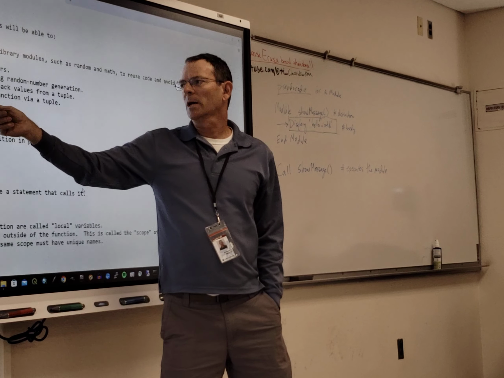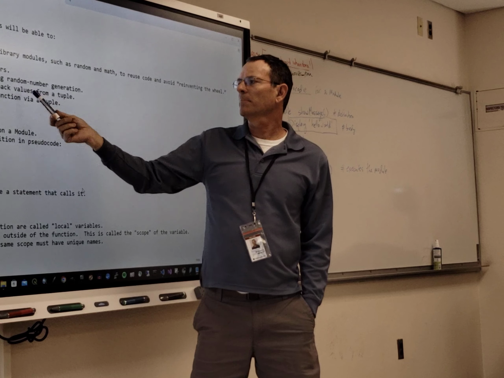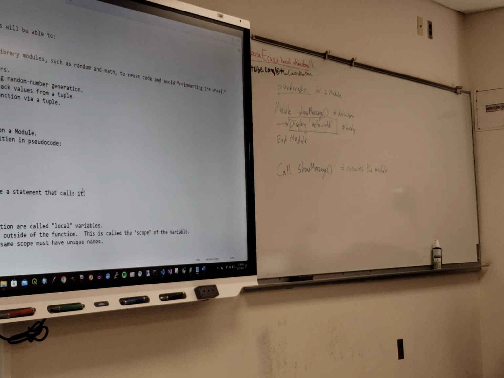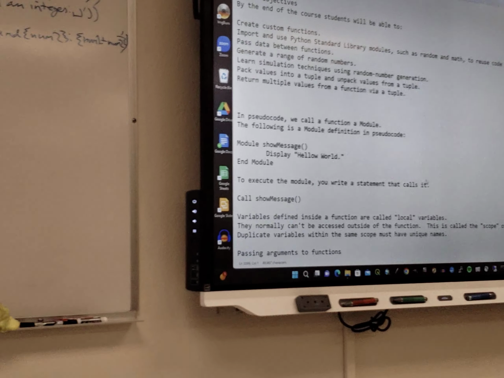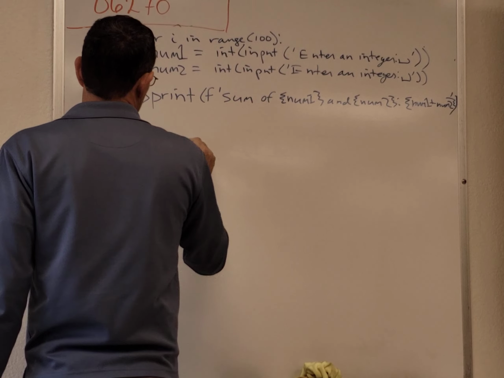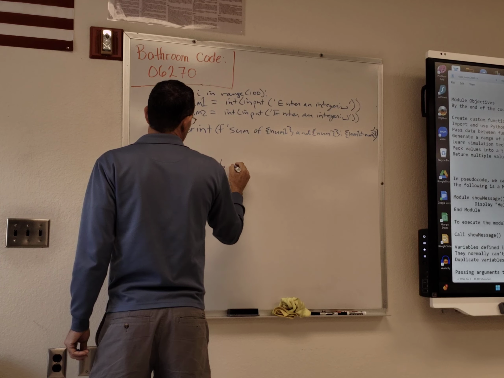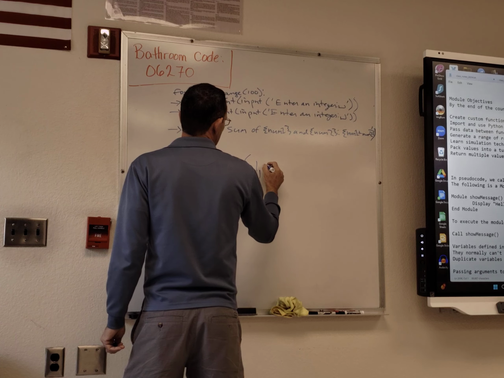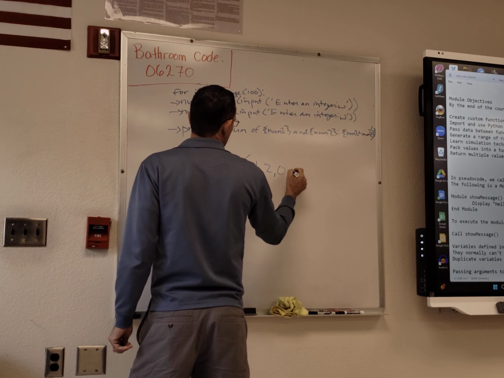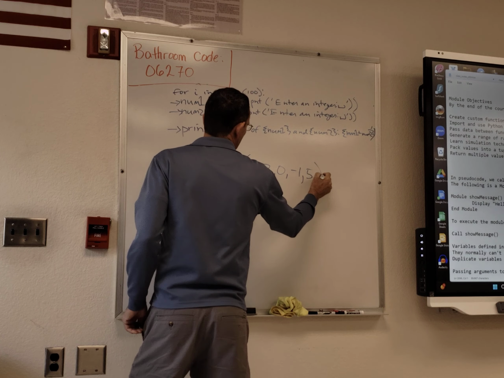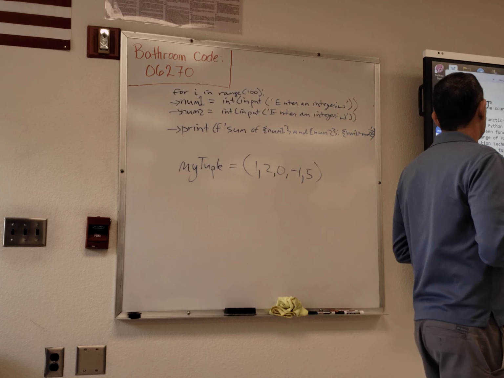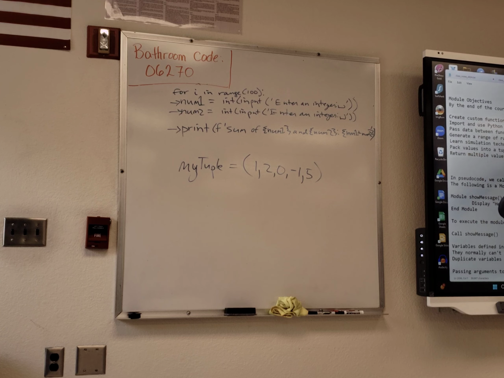Pack values into a tuple and unpack values from a tuple. Some people call it a tuple. So my tuple would look like this. It's just a list of numbers separated by commas, but surrounded by parentheses. This is a tuple. Okay? And we can return multiple values from a function via a tuple.